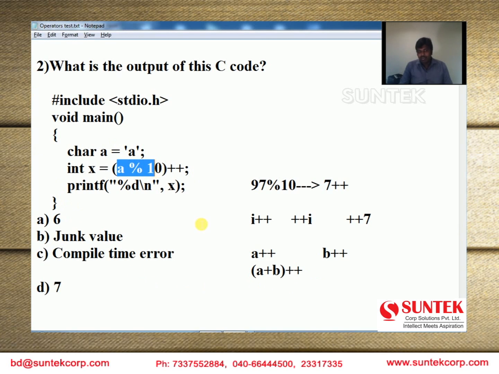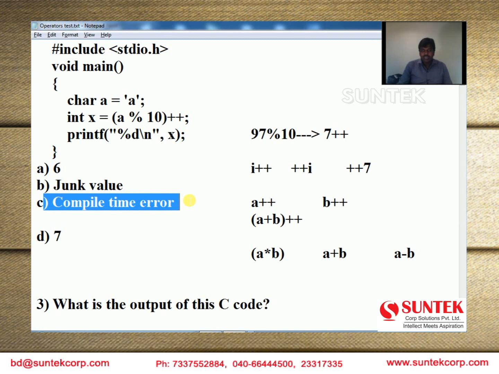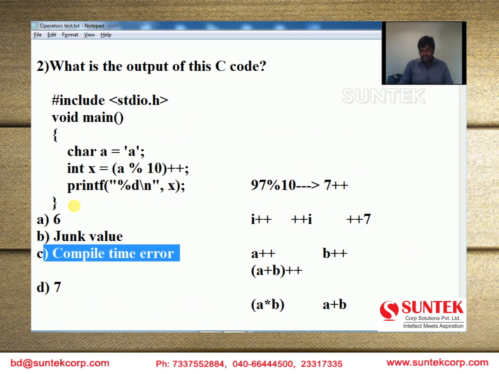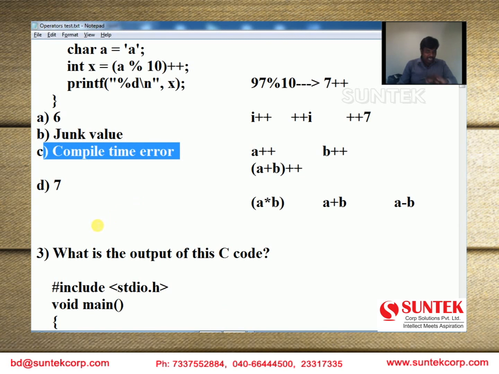Or a % 10 also error. a - b or a * b is a result. It is a constant. a * b, a + b is a constant, right? a - b is a constant, values cannot be modified. Your result is a constant, values cannot be modified. This answer is a compilation error. It's not a correct answer. It's a compilation error.